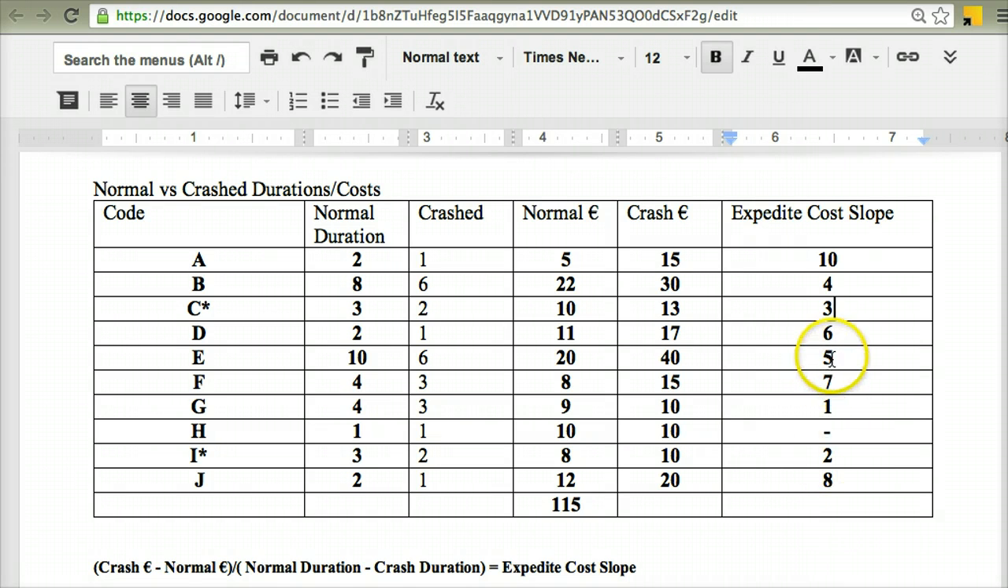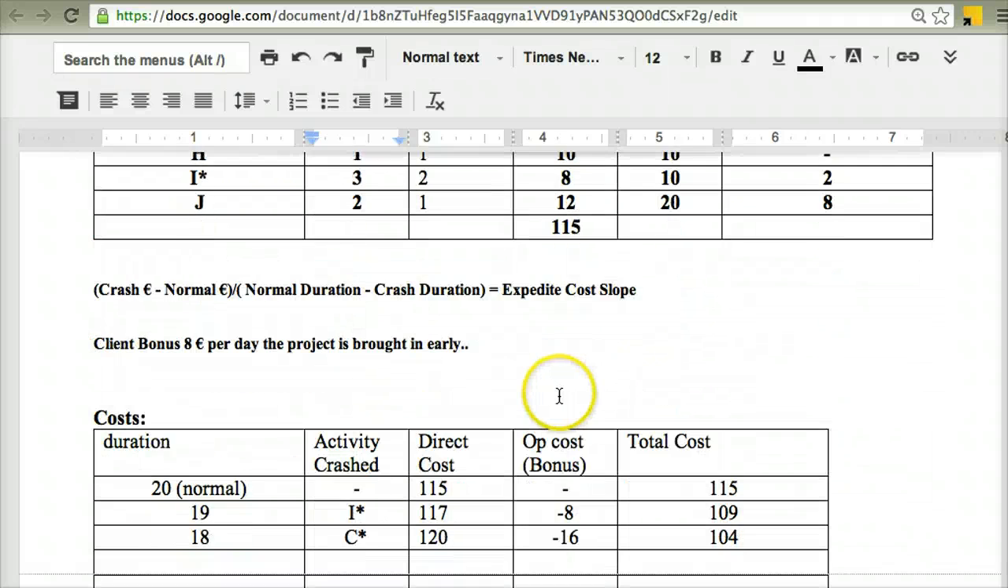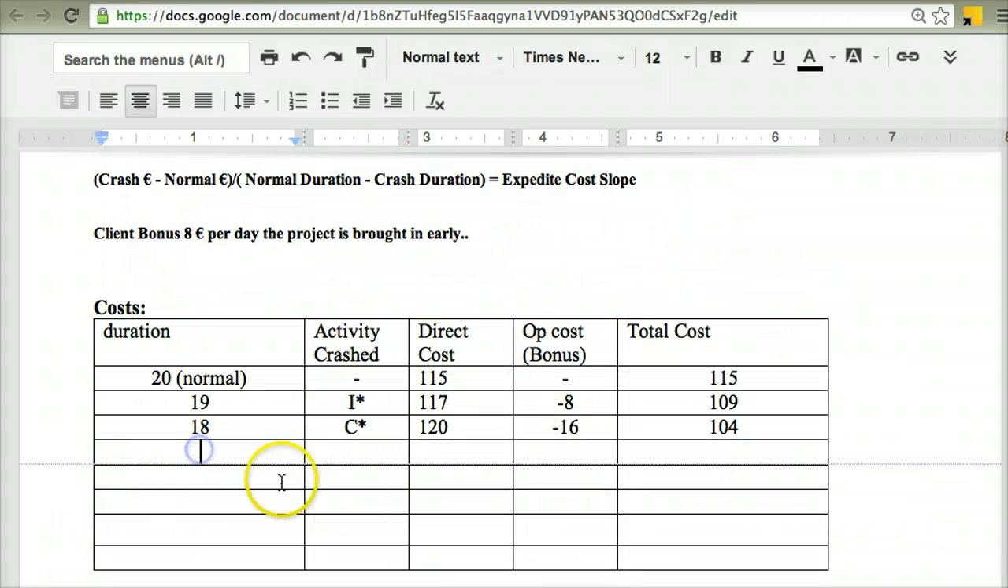So the next cheapest item on that is activity E at a cost of €5 a day. And this time I've got a little bit more to play with here. I can crash it by 4 days in total. So I'm going to do that. Again, the duration here reduces from 18 down to 17.